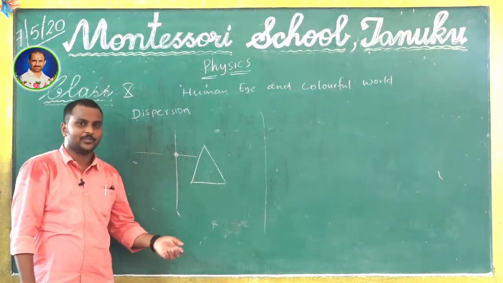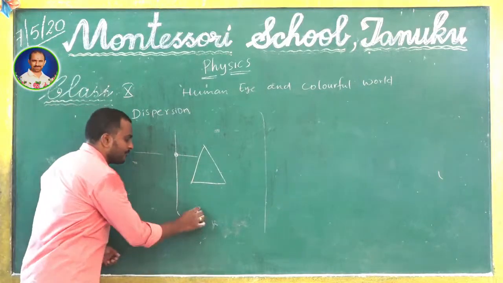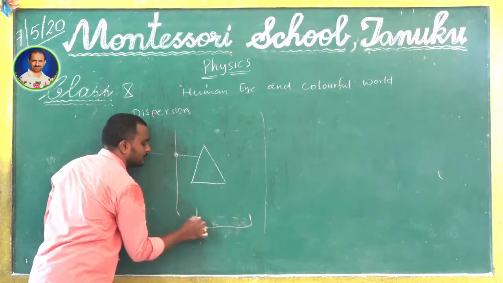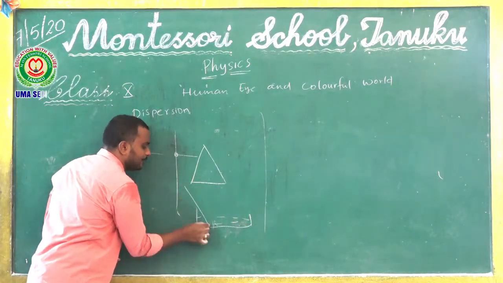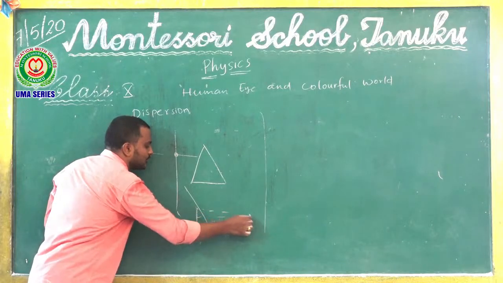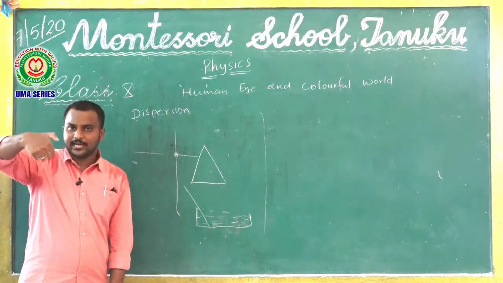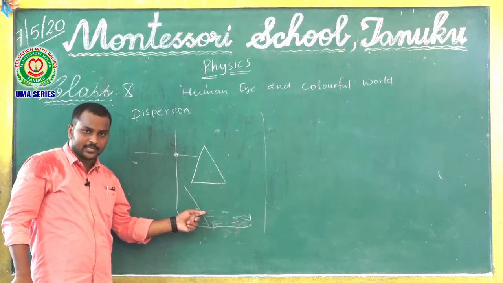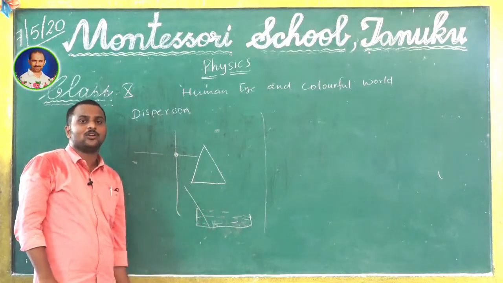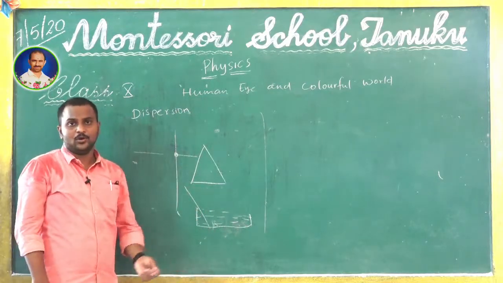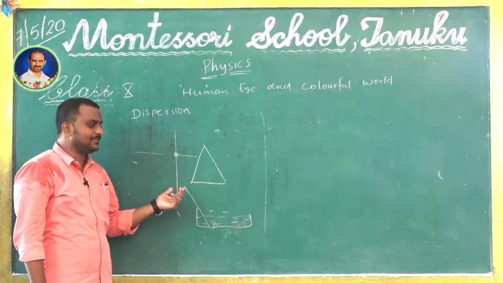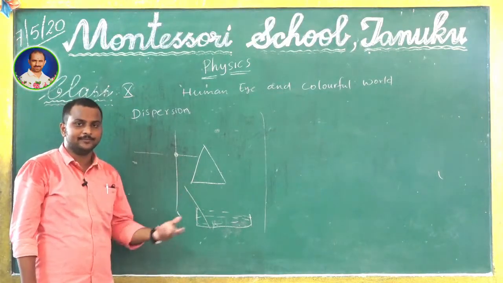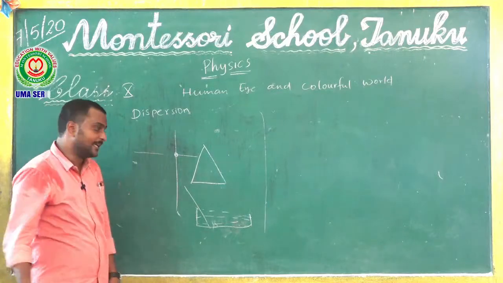And also in the classroom activity, you take a beaker of water and place a plane mirror, half of it in the water, and you take a torch and make the light incident through the water onto the plane mirror, so that you can observe the rainbow on the ceiling of your classroom. So these are the activities by which you can form artificial rainbows.